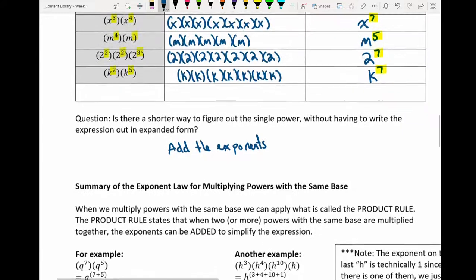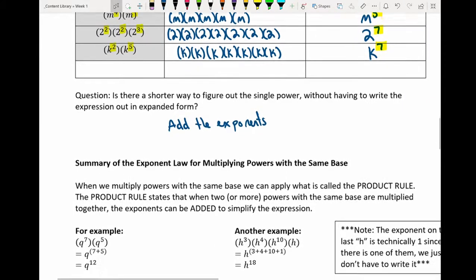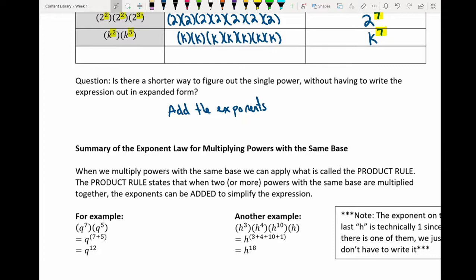So basically, as a summary of what we just did, when we multiply powers with the same base, we can apply what's called the product rule. And the product rule, or the rule for when we're multiplying powers with the same base, I'm going to highlight that and put a star next to it, because they have to have the same base for this rule to work. And this product rule states that when 2 or more powers with the same base, I'm going to highlight that again just to drive that home, are multiplied together, the exponents can be added to simplify the expression.